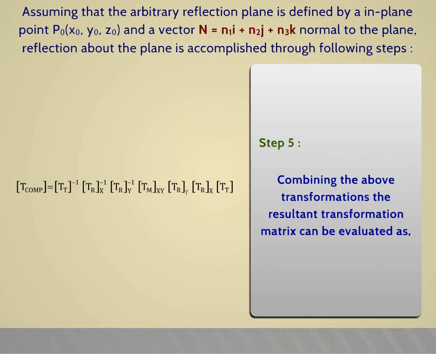Combining the above transformations, the resultant transformation matrix can be evaluated as T combination is equal to Tt to the power of minus 1, TRX to the power of minus 1, TRY to the power of minus 1, Tmxy, TRY, TRX, Tt.